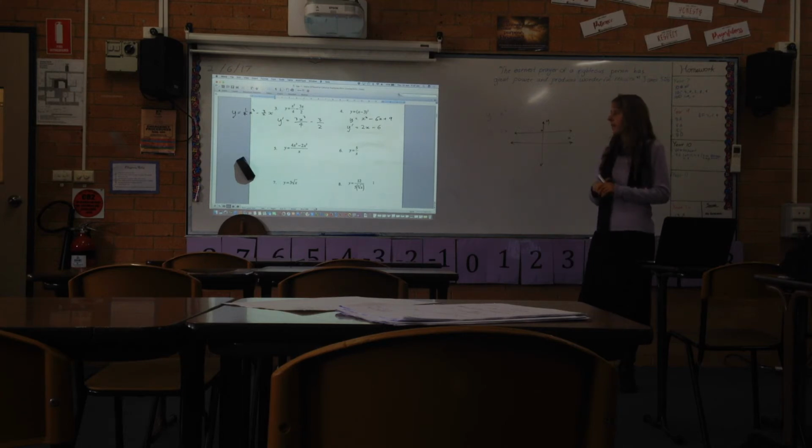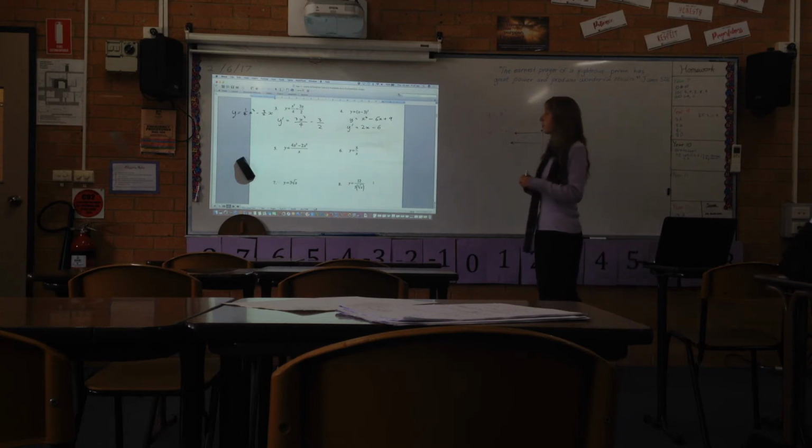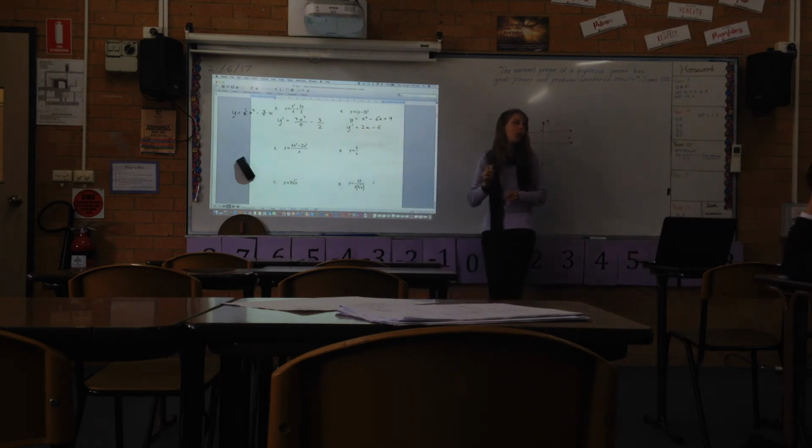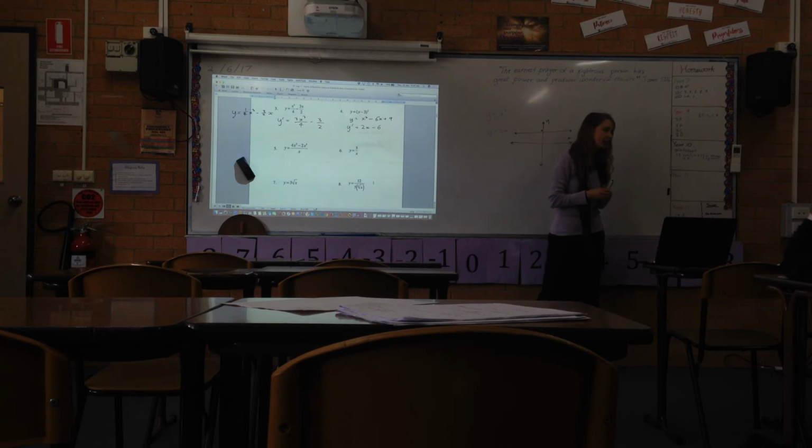Okay, this next one. Now I know it looks like you can't. Why is x squared 2 plus 0? Because I bring the 2 to the front, and then 2 minus 1 is 1. So it's just x to the power of 1.